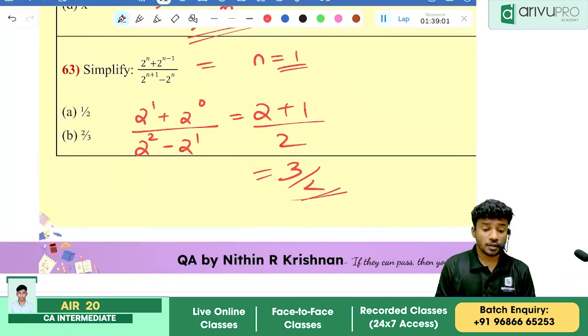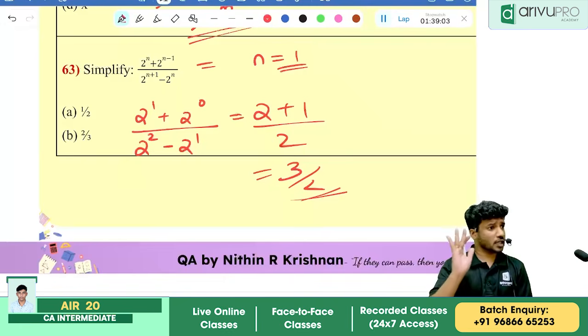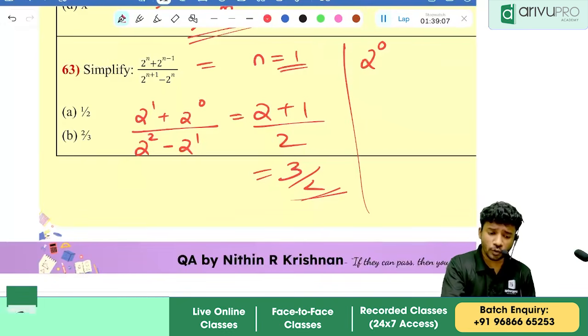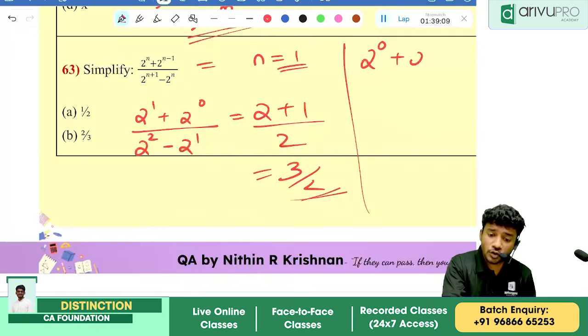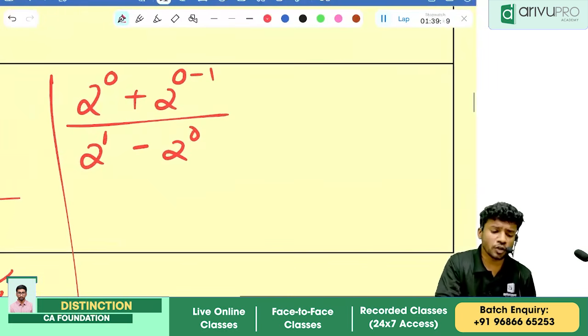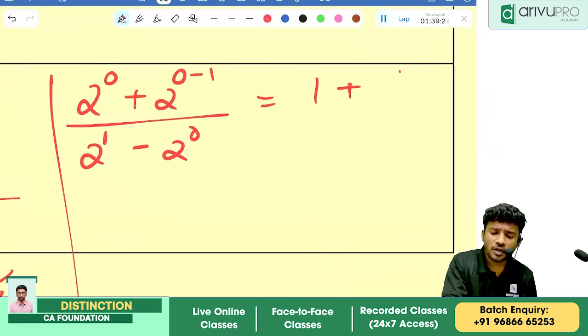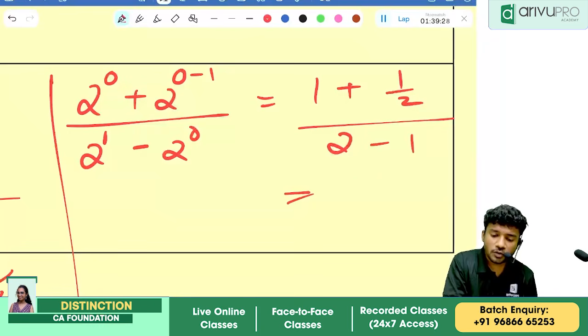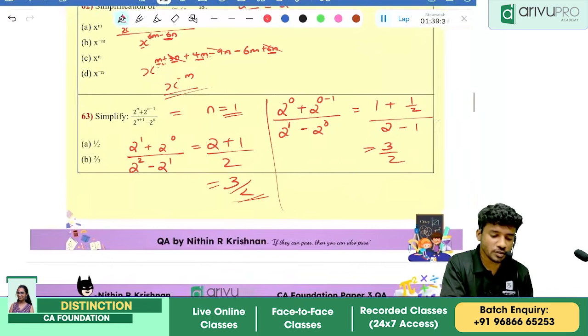We put 1. Now we will check whether our assumption is correct or not by putting n is equal to 0. Put 2 raised to 0. 2 raised to 0 plus 2 raised to 0 minus 1 divided by 2 raised to 0 plus 1 is how much? 1 minus 2 raised to 0, which is equal to how much, people? 1 plus 1 by 2 divided by 2 minus 1, which is equal to how much? 3 by 2. Our assumption is not wrong.